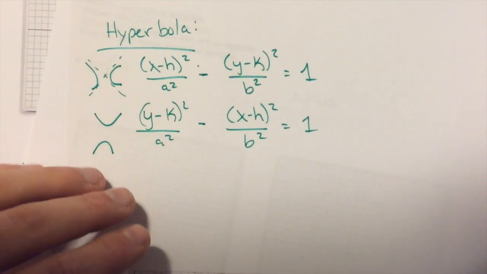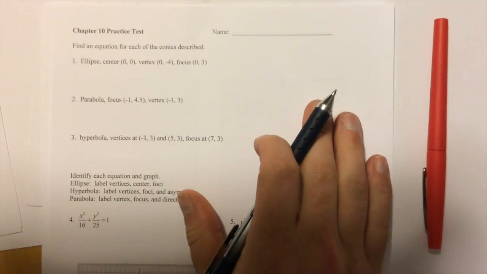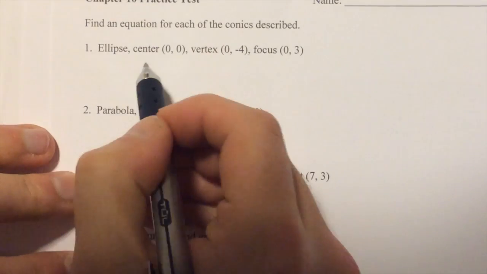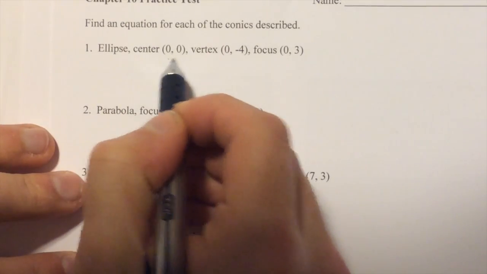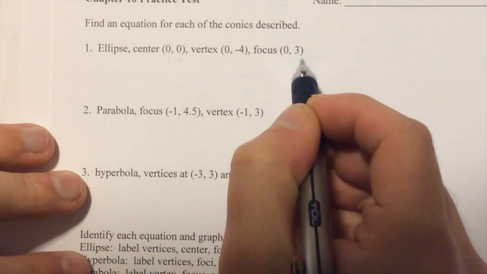So let's get started looking at the problems. Let's look at the first problem. I'm going to zoom this in just a little bit so we can all see. Write the equation of an ellipse, center at (0, 0), vertex at (0, negative 4), focus at (0, 3).